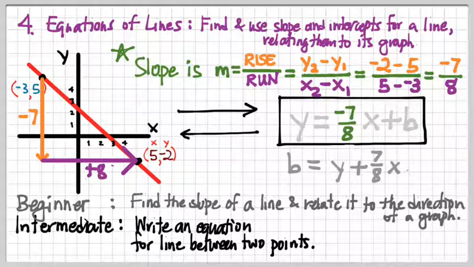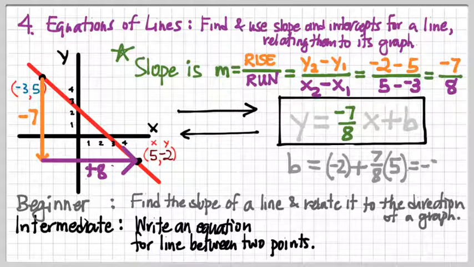So let's do that. In place of my y, I'm going to put empty set of parentheses. In place of my x, empty set of parentheses. And the x that we would choose from this coordinate here is 5. And the y, -2. And so now all we have to do is do -2 plus 7/8 times 5. So we dust off our fraction hats. How do I do 7/8 times 5 over 1? Straight across. So 35 over 8.